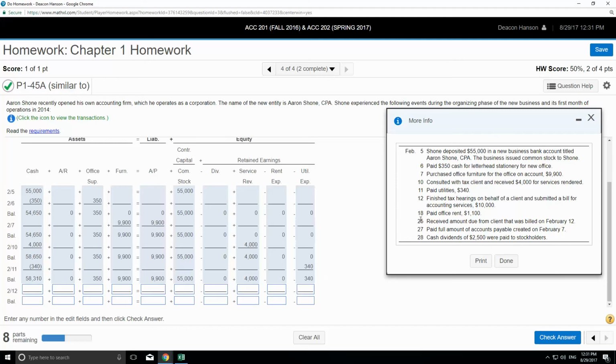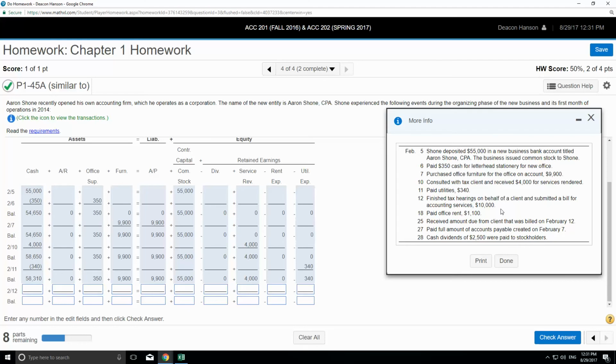Okay, February 12th, we finished tax hearings on behalf of a client and submitted a bill for accounting services of 10,000. Now, what is this? What is that 10,000? It's receivable. Okay, but what is it though, really? Accounts receivable is going to increase, but what is the 10,000?